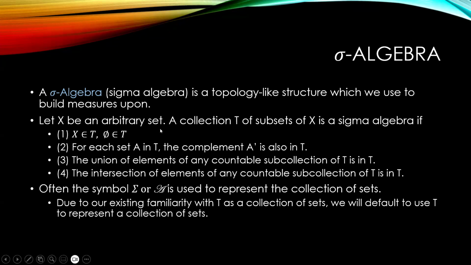Let X be an arbitrary set, and a collection T of subsets of X is a sigma algebra if, for one, X and the empty set have to be in this sigma algebra. For each set A in T, the complement A prime also has to be in T. We also have to have the union of elements of any countable subcollection of T and the intersection of elements of any countable subcollection of T. For our purposes, we need to have unions, we need to have intersections.